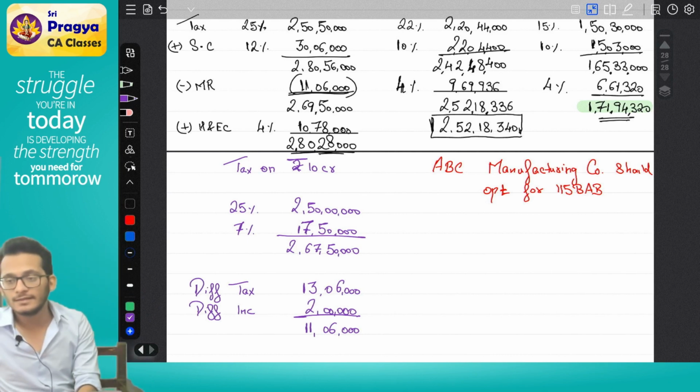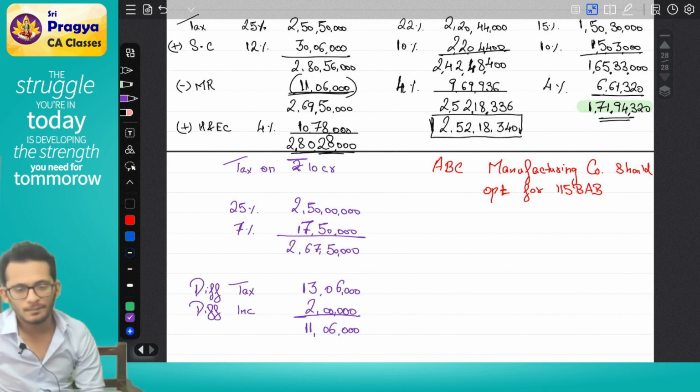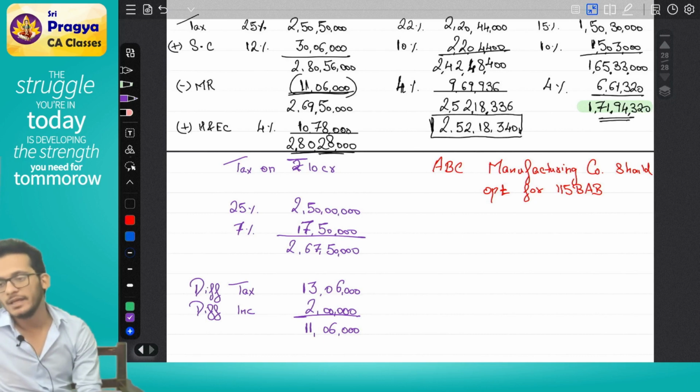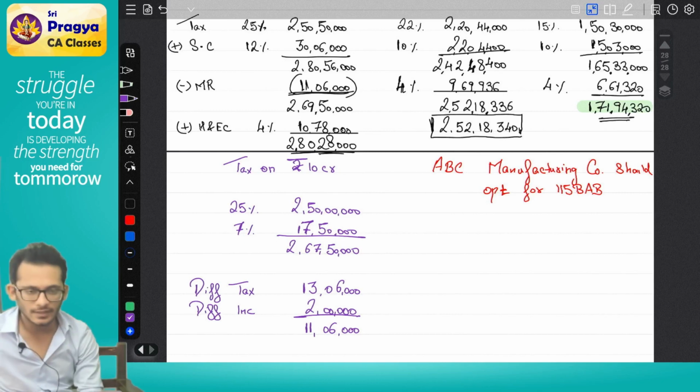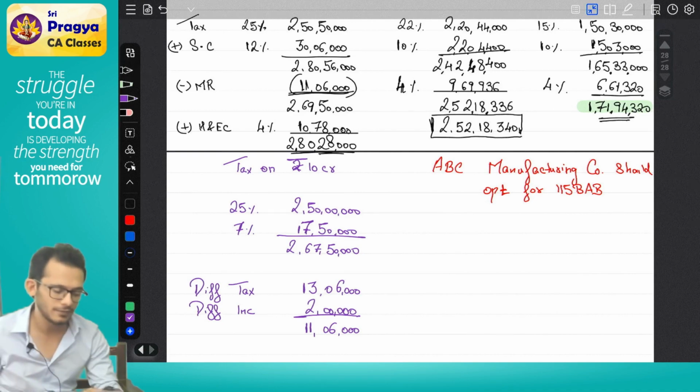Clear? Yes. This is how your company looks like. Any doubts? Can we go forward? Yes, Ritanya, any clarifications? Okay, perfect. Great.